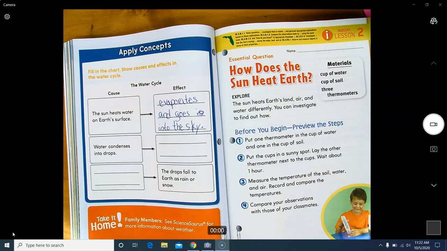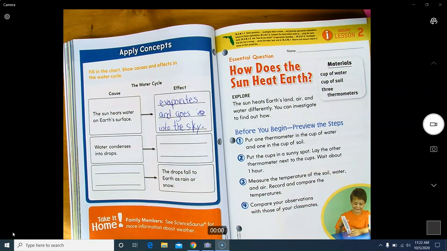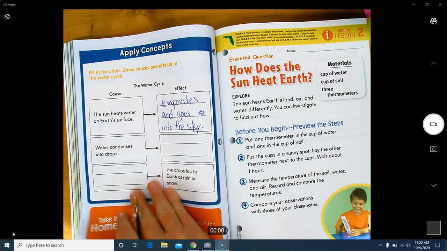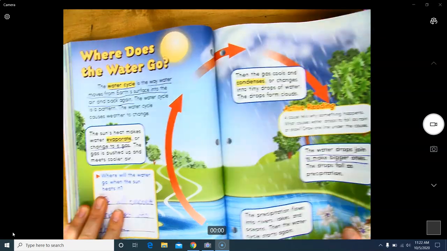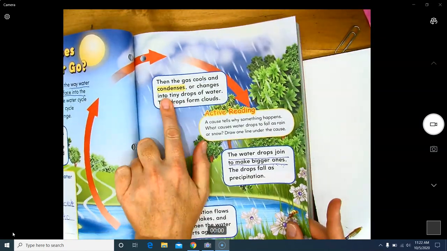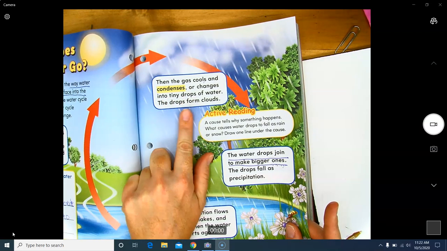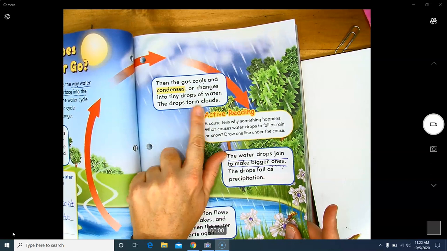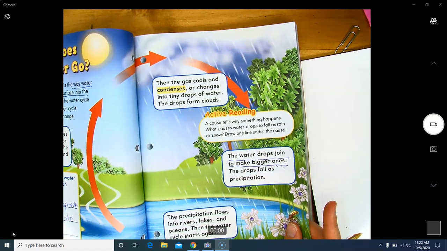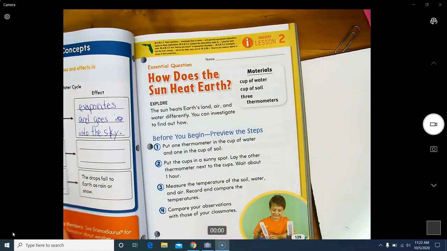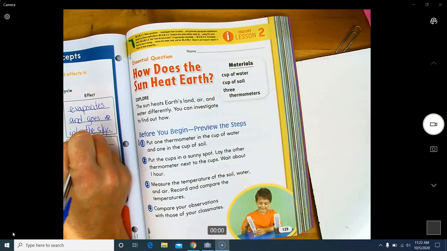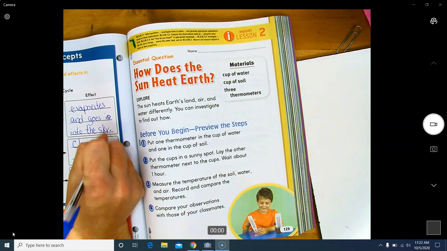And then when water condenses into drops, what's the effect of water condensing into drops? If you don't remember, go back to where it talks about the water cycle. So condenses or changes into tiny drops. So this causes the formation of clouds. So then the drops form clouds. Clouds form.